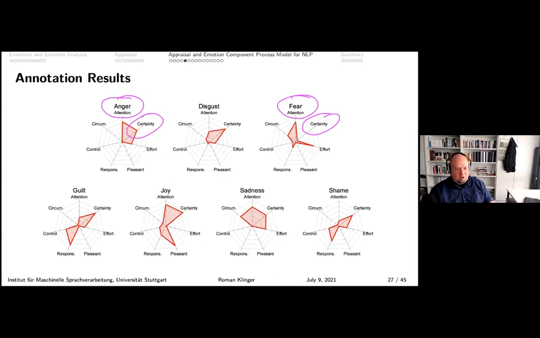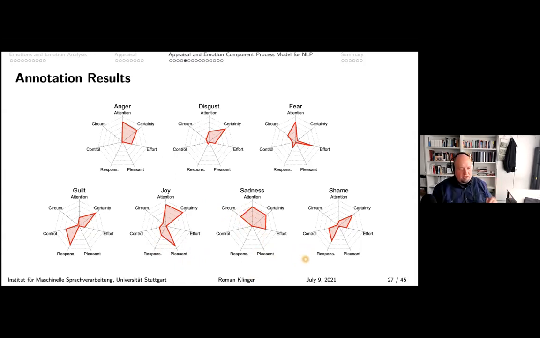When I'm certain about what happened, I'm not afraid of it. Typically, I'm angry about it. For instance, if something is in the future, I'm typically not certain about it, and this allows me to develop fear. Another interesting dimension is pleasantness and joy. Obviously, joy is the only positive emotion in this set, and it's also the one which has the highest amount of instances annotated with pleasantness. Sadness, for instance, is interesting because the circumstance is quite high in contrast to other dimensions. The person has not been able to change the situation, it just happened to them.